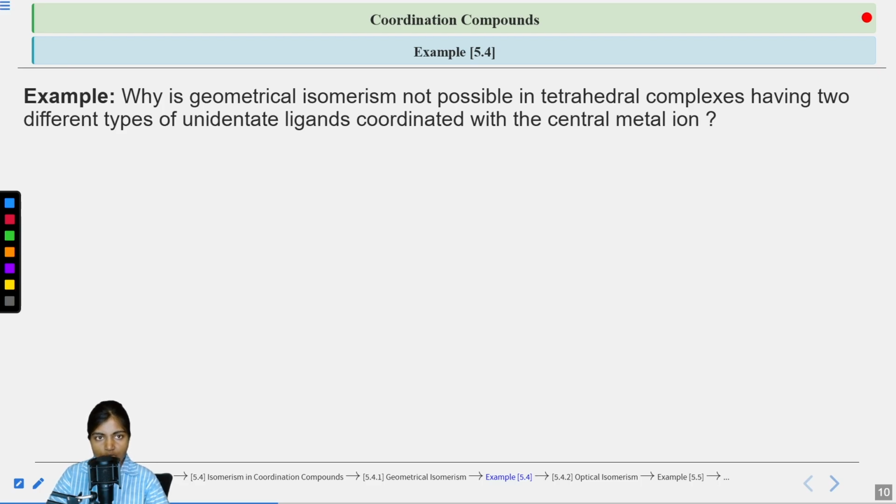This is what we need to show geometrical isomerism: to place the two unidentate ligands adjacent to each other or opposite to each other, right? But still in the tetrahedral complexes, if it is having two different types of unidentate ligands, it is not possible to show the geometrical isomerism. So why is it so? You have to tell the reason. You remember we have studied about it, so you have some time, try to analyze this question and then we will see the answer of this example.